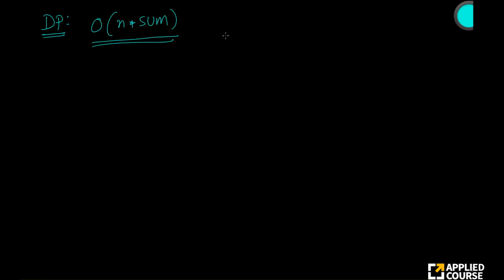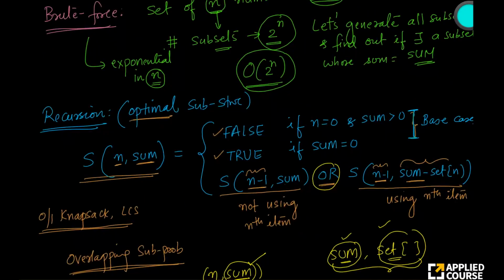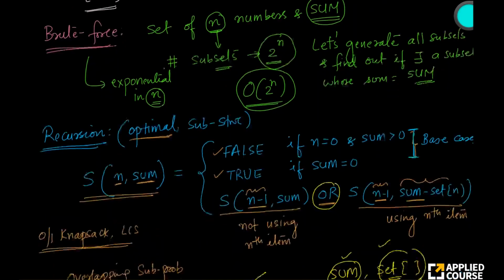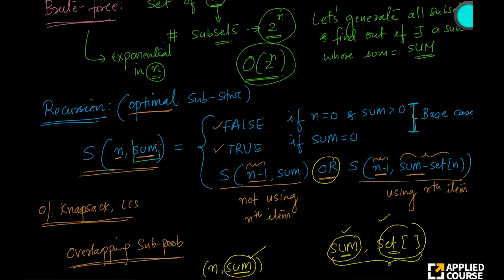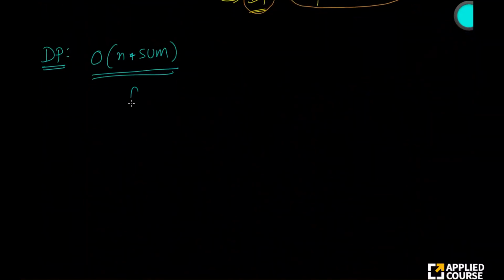I'll basically create a table. Look at this. If somebody gives me the numerical value of sum and the values of the set, I can solve this problem in order of n into sum by simply writing a for loop, for i equals 1 to n, and for s equals 1 to sum, because sum is also an integer, remember.